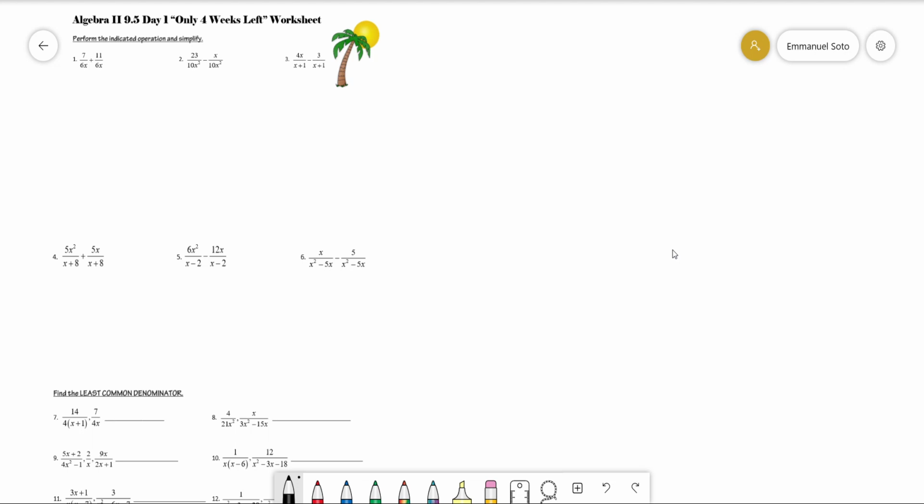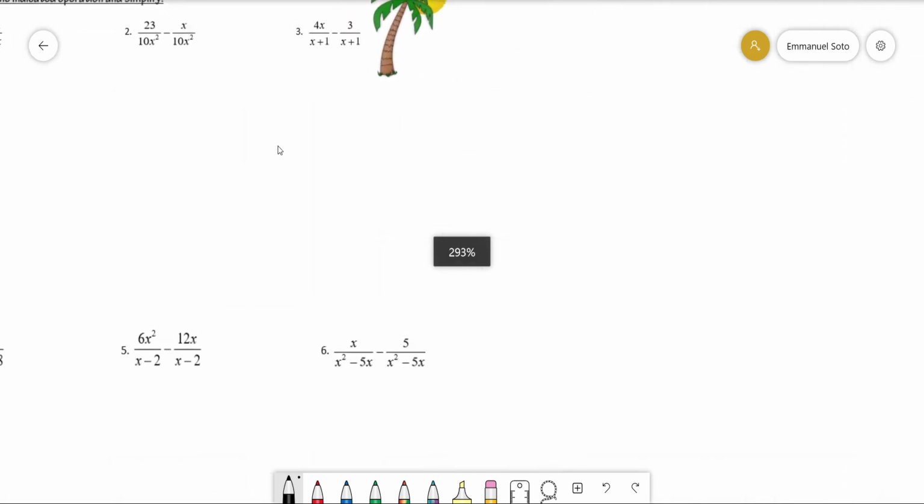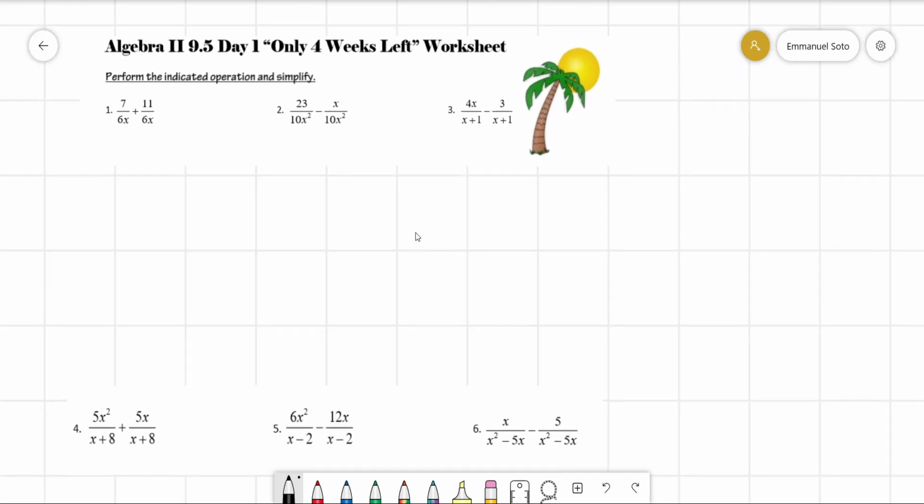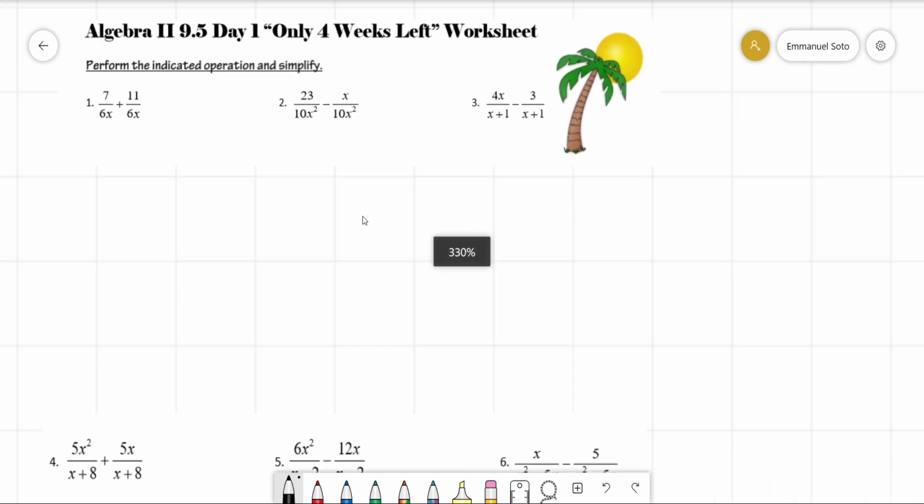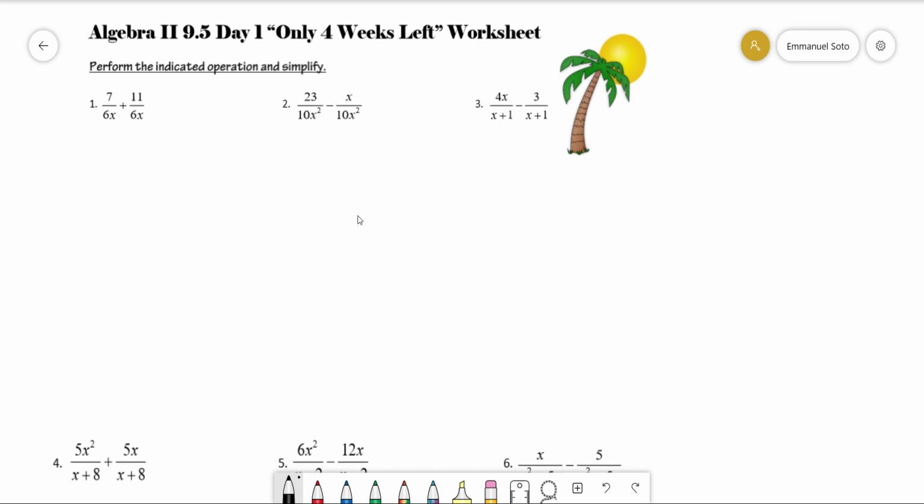Alright guys, so this is the homework assignment or extra practice for the lesson that we did on adding and subtracting rational expressions or fractions. Okay, so number 1 through 3 wants us to add or subtract.